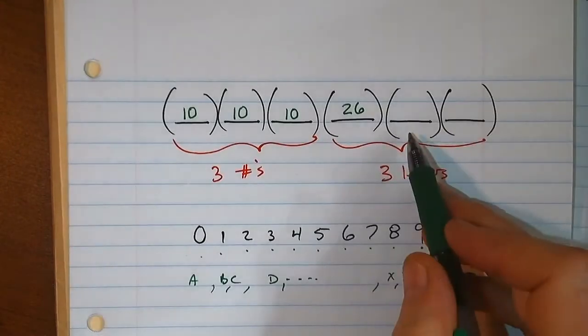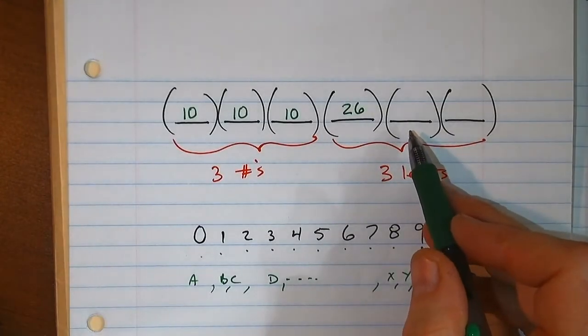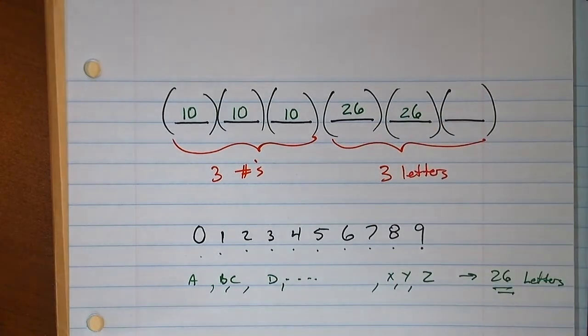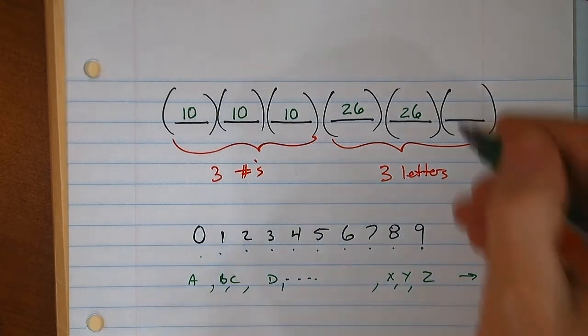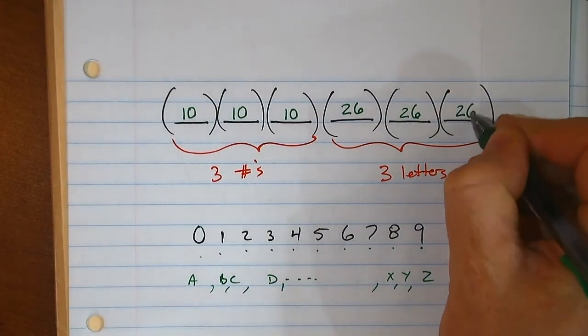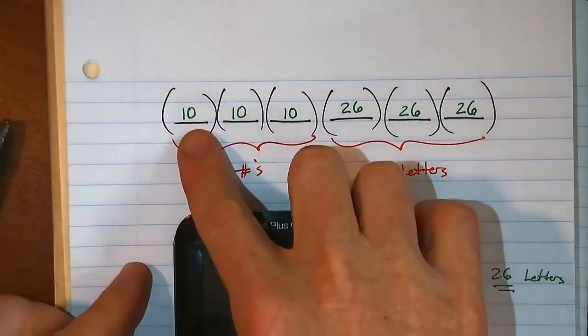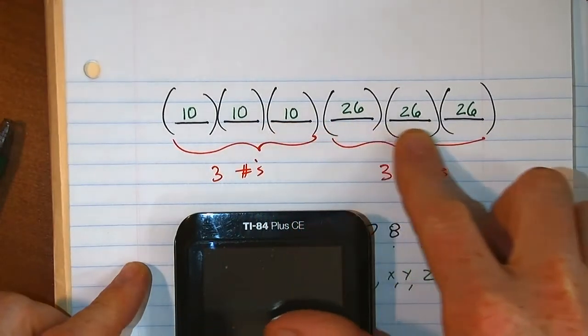Then the next time I pick a letter, remember, we're assuming that replacements are okay. So there's 26 options for here. And the last time I pick a letter, replacements are still okay. So there's 26 options for there. All right. So this becomes the number of ways I can do each event.